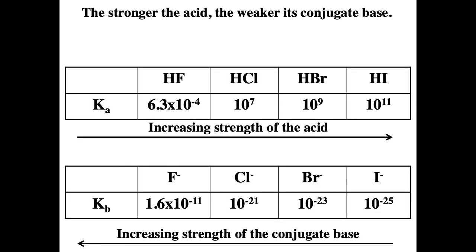And again, remember the conjugate relationships. The stronger the acid, the weaker the conjugate base. And so the chloride, bromide, and iodide we actually consider as neutral. They're not really basic. They're called conjugate bases because we took an acid and removed the hydrogen ion. The fluoride ion is basic. It's got a Kb of 1.6 times 10 to the minus 11th.